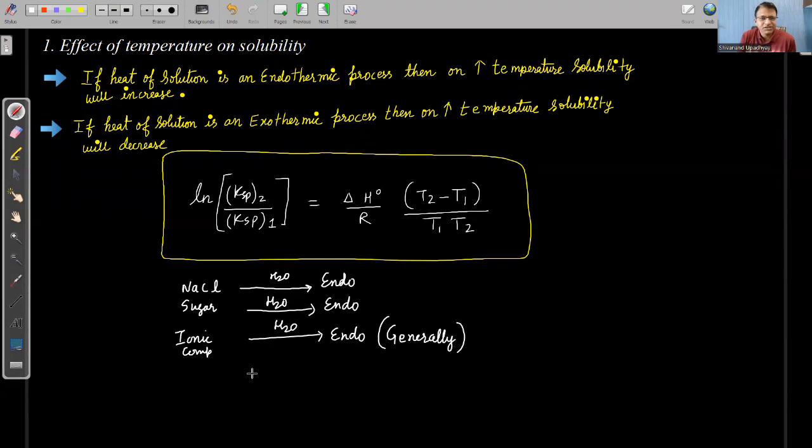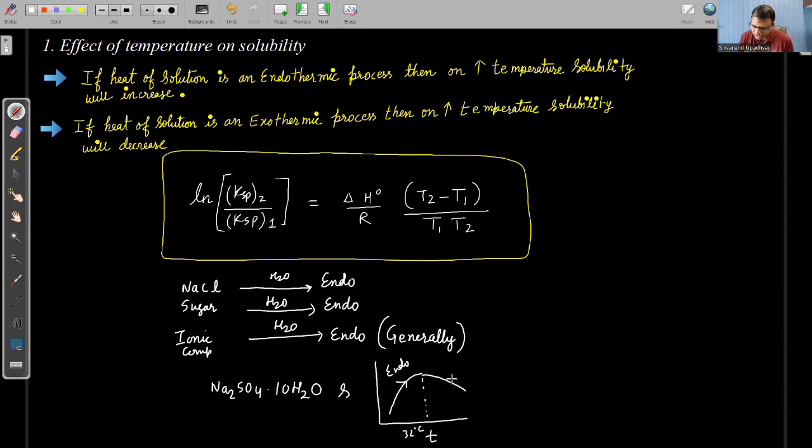Based on the information given in the old NCERT, I am discussing Glauber's salt, which is Na2SO4·10H2O. In old NCERT, about the solubility, it is given that if we draw a solubility versus temperature graph, on increasing the temperature, solubility of this salt in water first increases up to 32 degrees Celsius. Up to 32 degrees Celsius, it is an endothermic process. After 32 degrees Celsius, on increasing temperature, solubility decreases. So after this, it is an exothermic process.